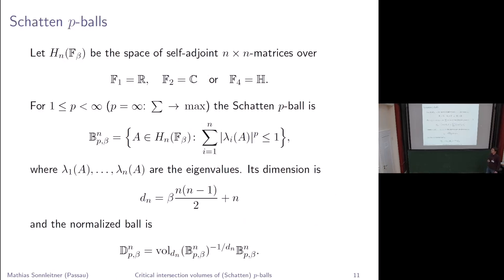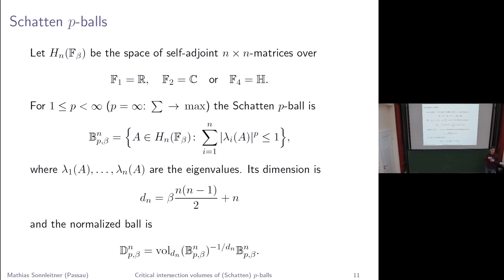Now for Schatten p-balls, we are interested in self-adjoint matrices over different fields: the reals, the complex numbers, or the skew field of quaternions. You don't need to know much about quaternions to understand the following, so you can just focus on the first two. The Schatten p-ball is defined in terms of the eigenvalues of these matrices. We look at the p-norm of the eigenvalues and collect all matrices such that the p-norm is at most 1. Here we are in a space of this dimension.